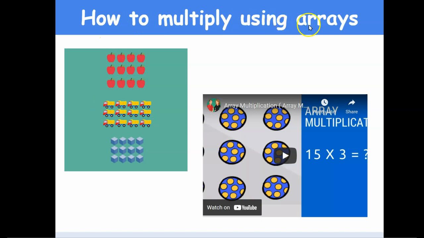It says how to multiply using arrays. And this is an array. Okay, here's our 3 examples. Arrays have rows that are horizontal, okay, and columns that are vertical, up and down.